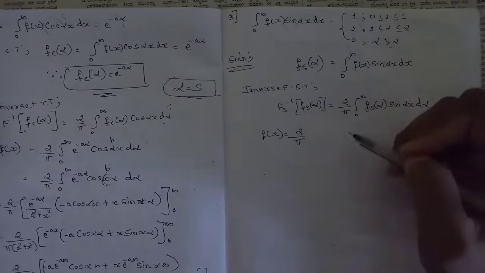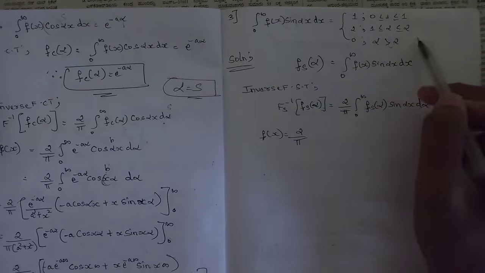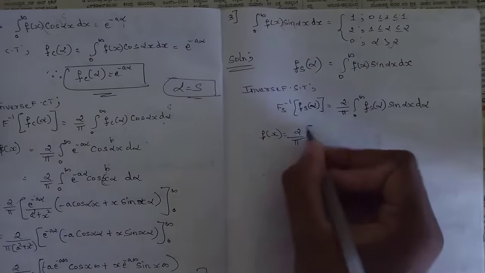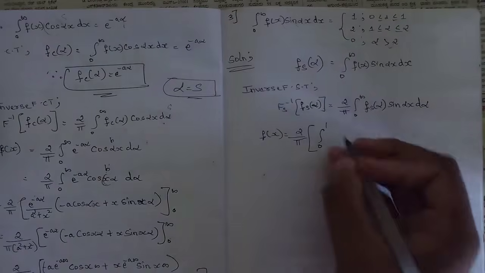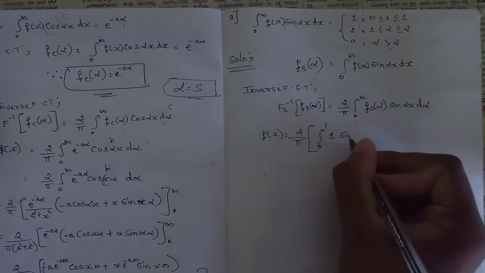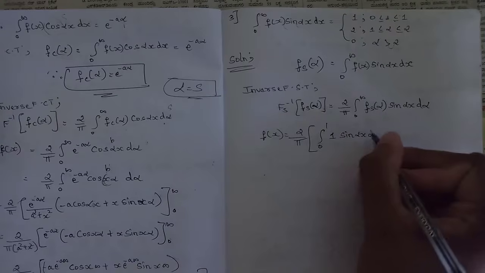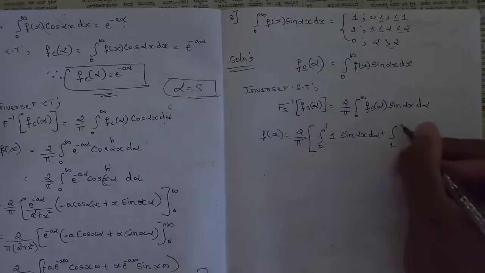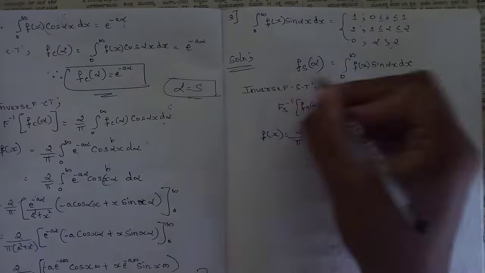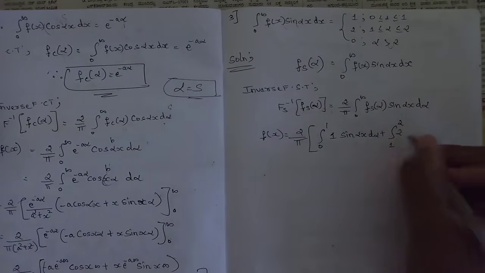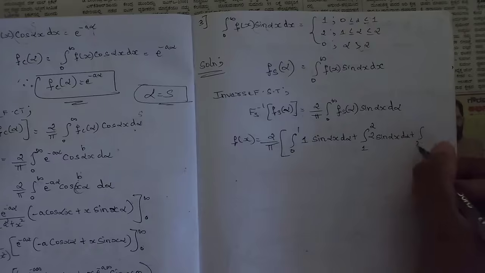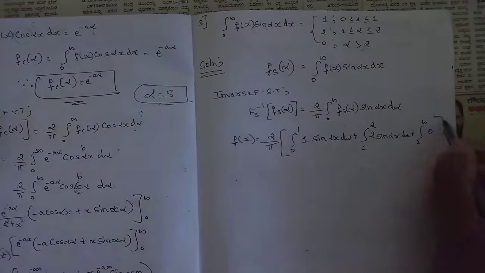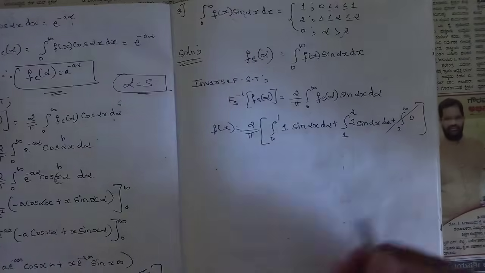So in that case we need to split the limits from 0 to 1, 1 to 2, and 2 to infinity. That is 0 to 1, the value of fs alpha is given as 1, so 1 sine alpha x d alpha, plus from 1 to 2 the value of the Fourier sine transform is given as 2, so 2 sine alpha x d alpha, plus from 2 to infinity the value is given as 0, so this term we can cancel.